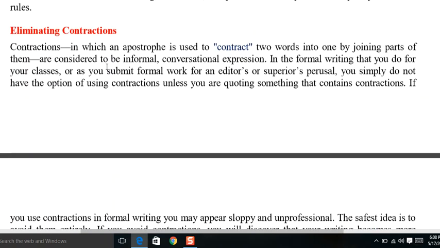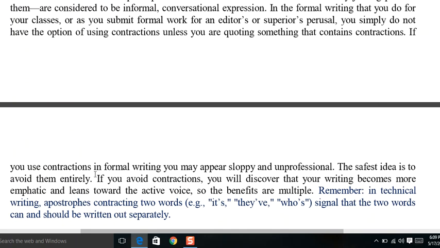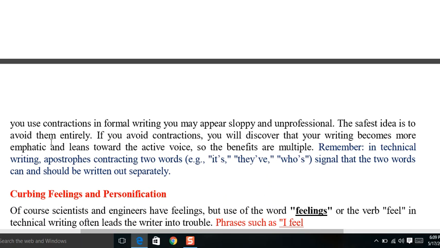So let's read this all. Eliminating contractions. Contractions, in which an apostrophe is used to contract two words into one by joining parts of them, are considered to be informal conversational expressions. In the writing that you do for your classes, or as you submit formal work for an editor's or superior's perusal, you simply do not have the option of using contractions unless you are quoting something that contains contractions. Clear? If you use contractions in formal writing, you may appear sloppy and unprofessional. The safest idea is to avoid them entirely.